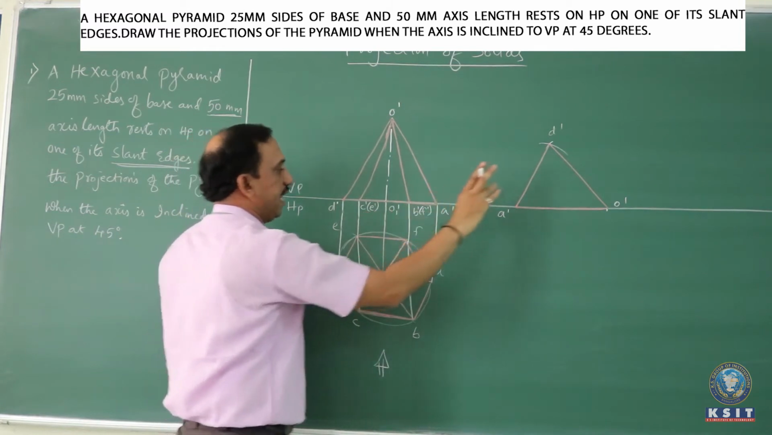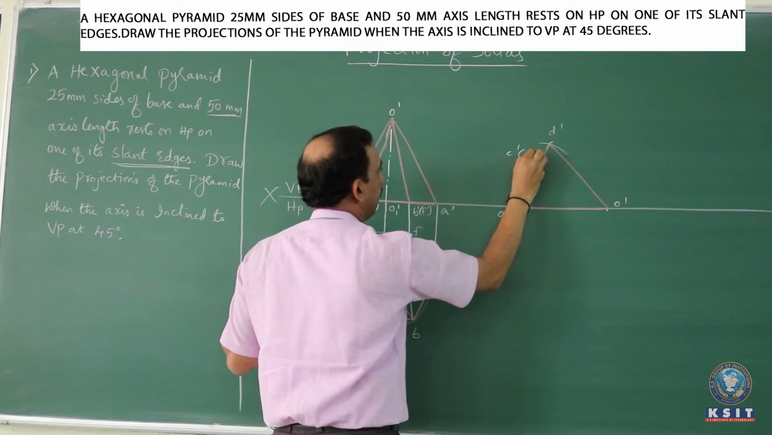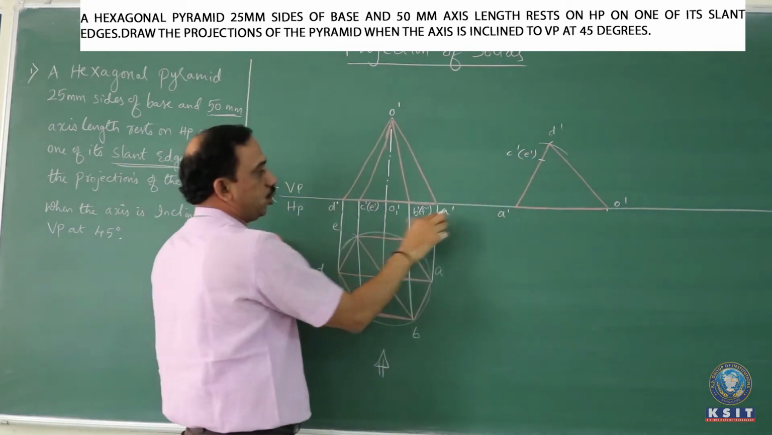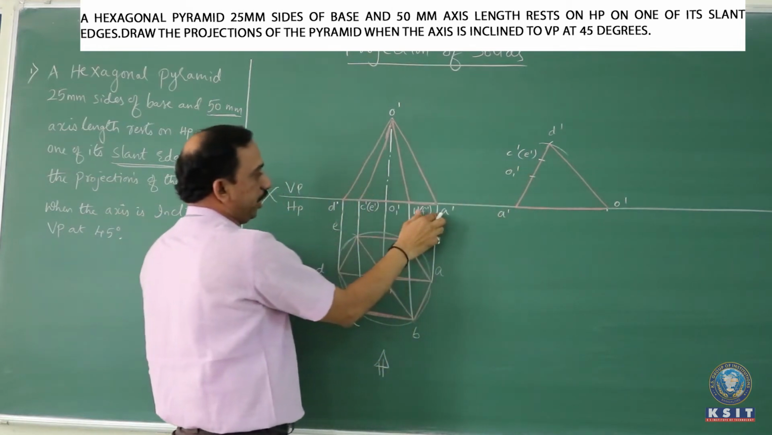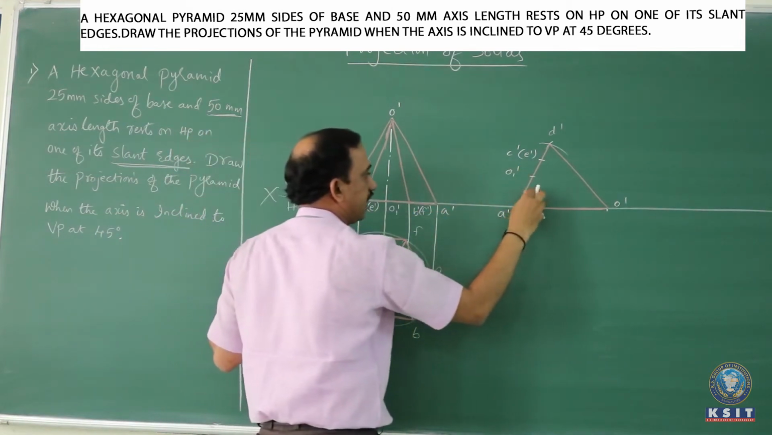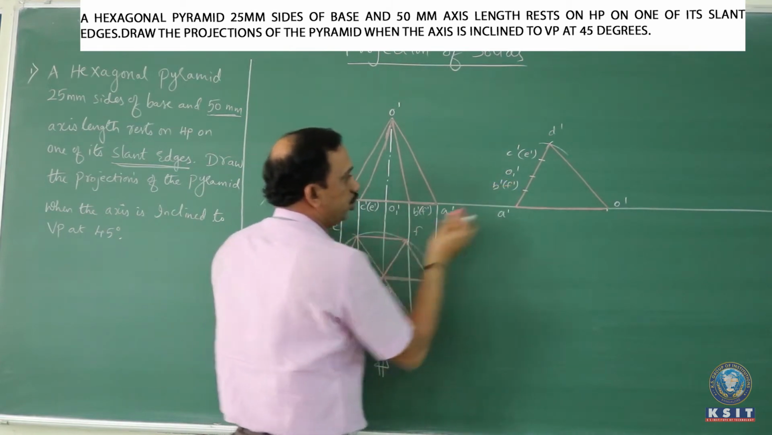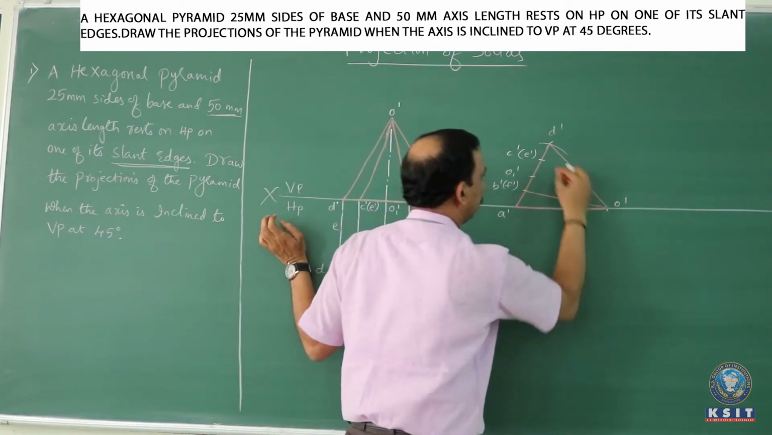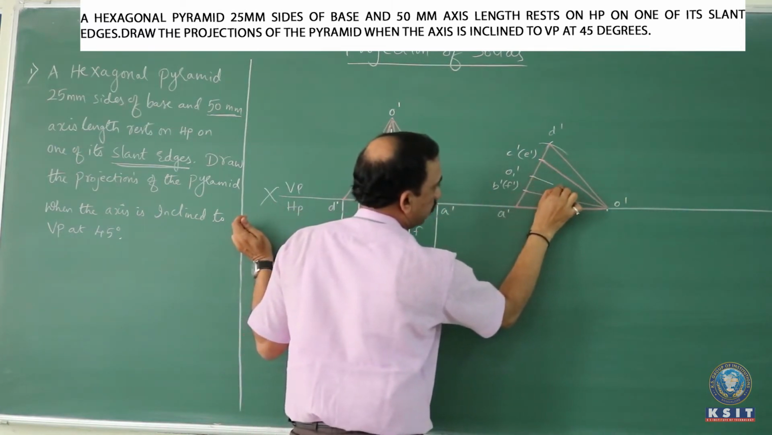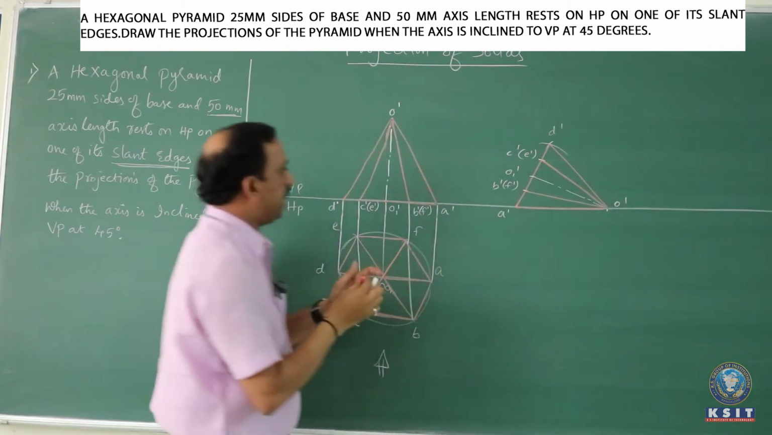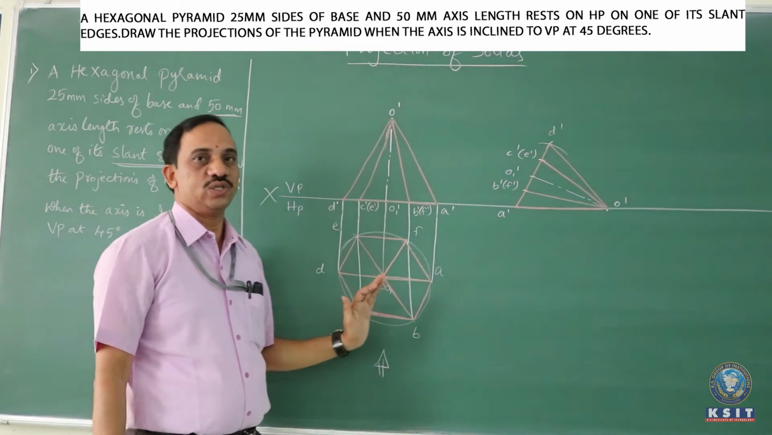Measure A dash to C dash with A dash itself as center, cut this to fix C dash and E dash. Measure A dash to O1 with A dash itself as center, you get O1 dash. Measure A dash to B dash with A dash itself as center, this is B dash and F dash. Join B dash to O dash, C dash to O dash, as well as the axis O to O1. The complete front view is tilted so that the pyramid is made to rest with one of its slant edges.